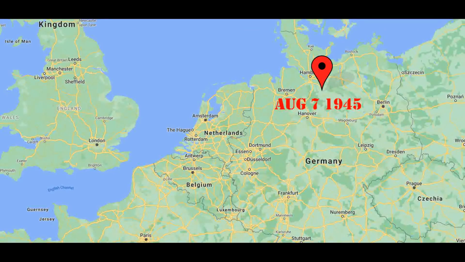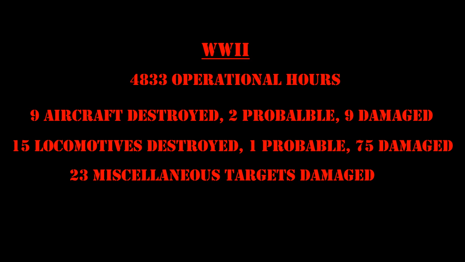During the war, the unit flew 4,833 operational hours, was credited with 9 aircraft destroyed, 2 probable, and 9 damaged. For ground targets, they were credited with 15 locomotives destroyed, 1 probable, 75 damaged, and 23 miscellaneous targets damaged. The unit suffered 12 pilots killed or missing during operations.